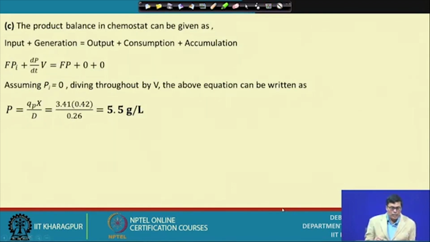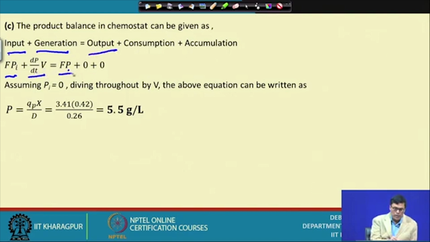Now, lastly, if you do the product balance, similar to your substrate balance, we can have this equation: rate of product input is F into Pi. The product generation, product formation takes place dP by dt into V. This is the product output F into P. Consumption will be 0, and accumulation will also be 0 under steady state condition. Then if we put Pi equal to 0 and divide both sides by V, what will you get?